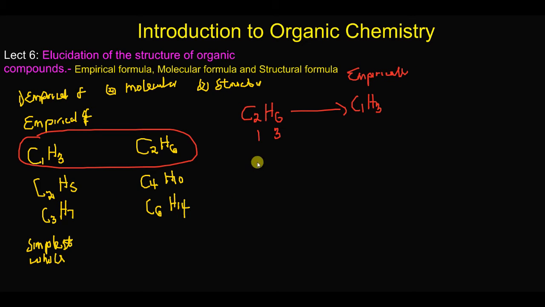Now let's take the next one. In the next one, we have 4 carbon combined with 10 hydrogen. But we can further divide them. Here we can divide 4 by a common factor.